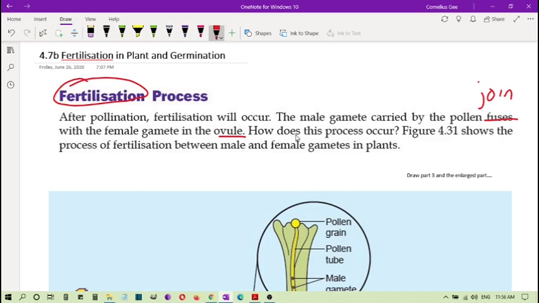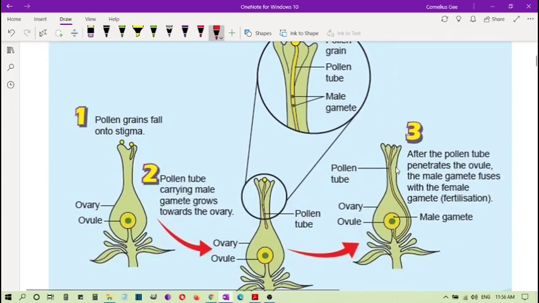How does this process occur? Figure 4.31, which the teacher has drawn here, shows the process of fertilization between male and female gametes. So students, you need to draw this part and the enlarged part, part 3. Okay, part 3 and this part. You need to draw and make your notes here.